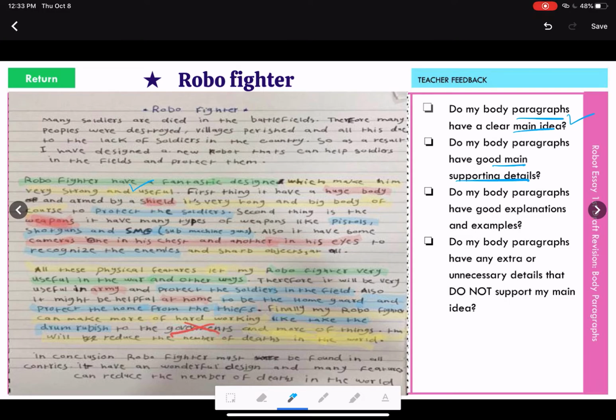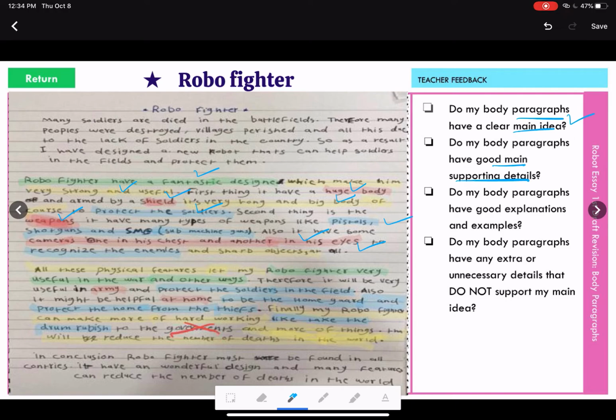You said it's strong. It has a long and big body. Sorry, it's hard to read there. And then I think this was your fantastic design. Protect the soldiers. I'm not really sure exactly which one of these you meant to be which, but you've told me about the design, that it's strong and useful. It has a huge body and shield. It has a big body to protect soldiers. That's good. Second thing, it has weapons, and then you go on to describe the different kinds of weapons. Nice. And then it has cameras, and then why it has those cameras. I see now. Yes. So that's all quite good in that first body paragraph.